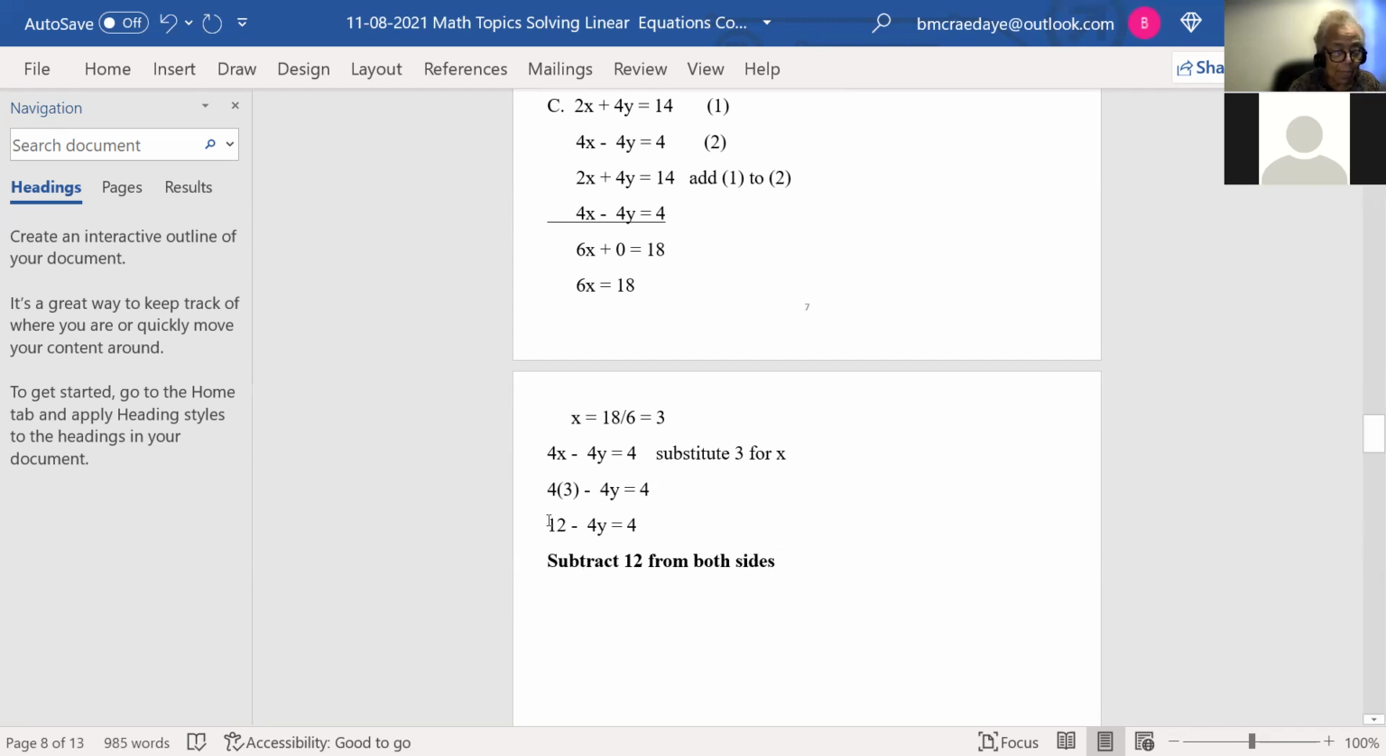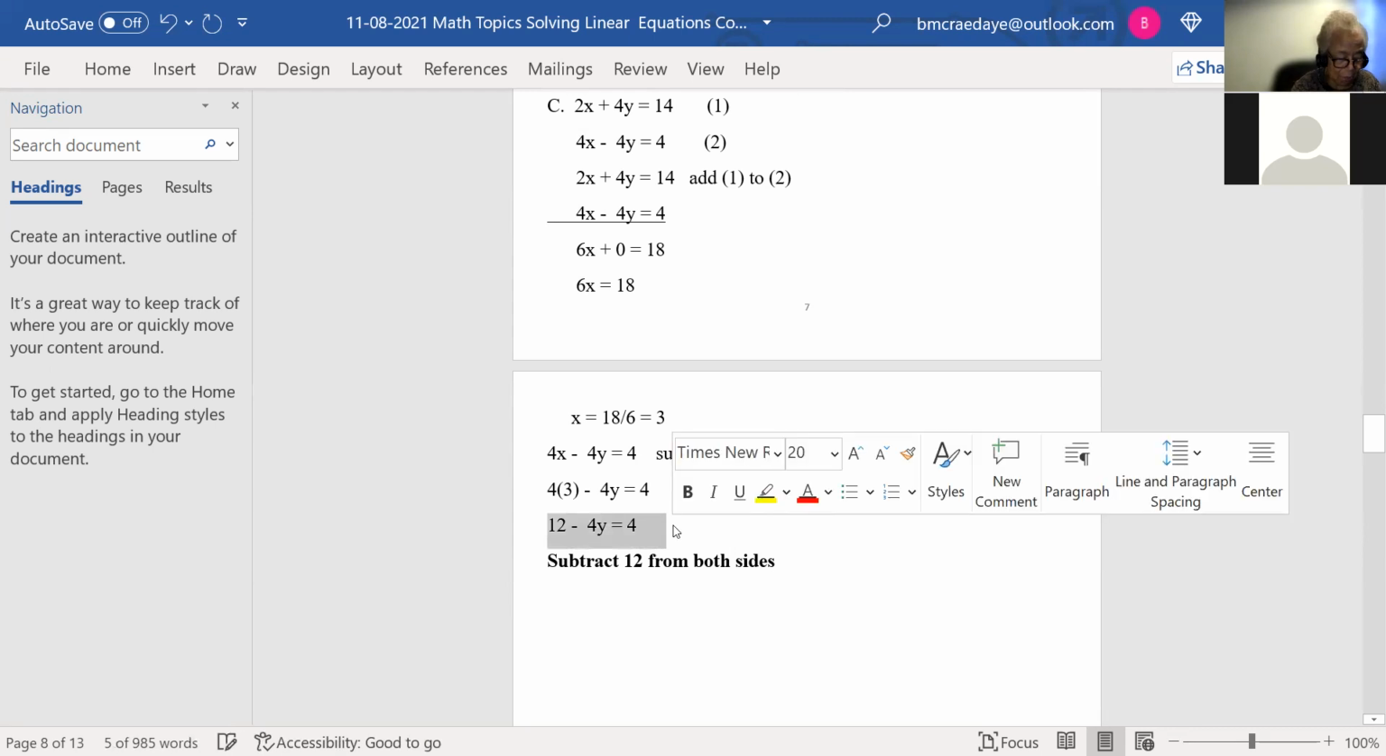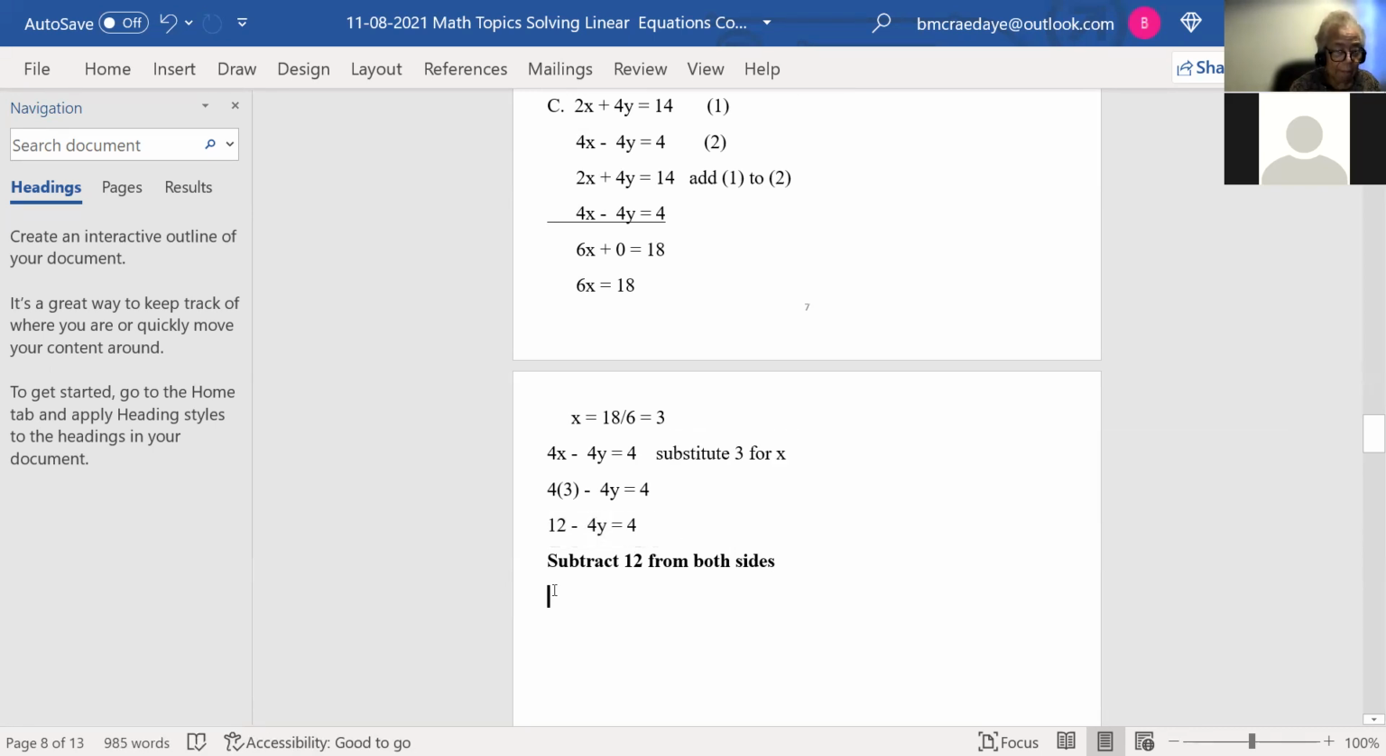Okay, so let's do that. Let's take this equation, subtract the 12 from both sides. Minus 12 on the left side and minus 12 on the right side. Now, plus 12 and minus 12 will give me 0, right? So what would I have left? Just 4y on the left side. And this is minus 12 over here. So what's 4 minus 12, Maureen?